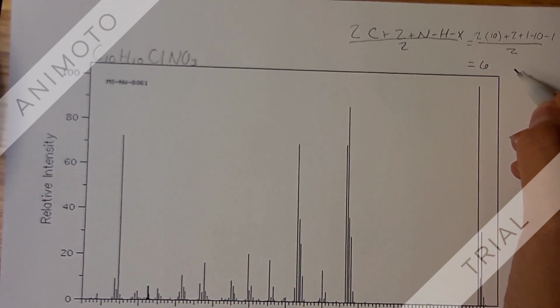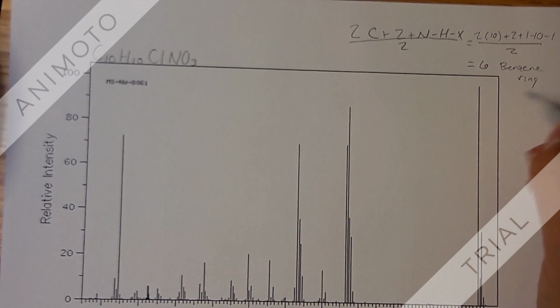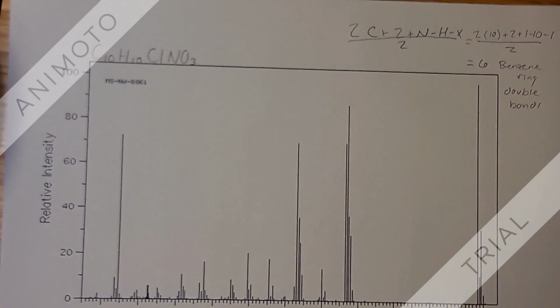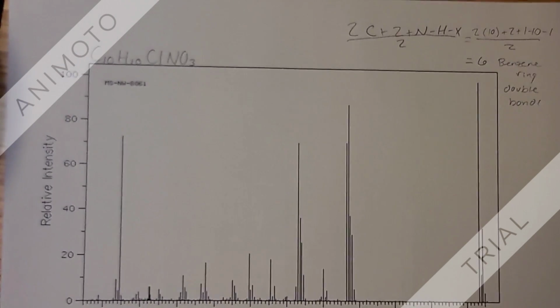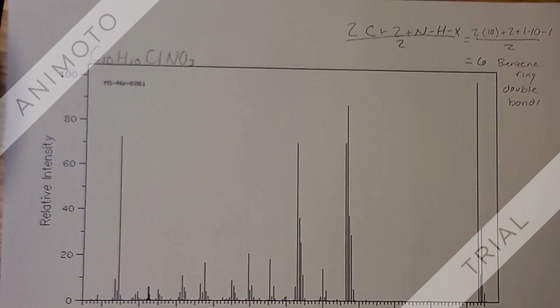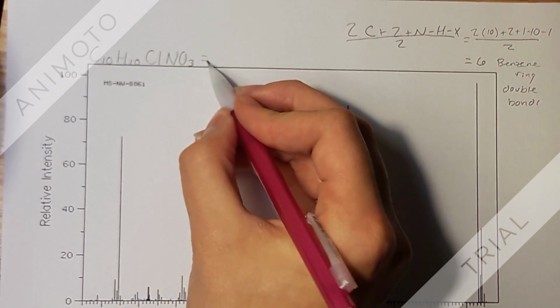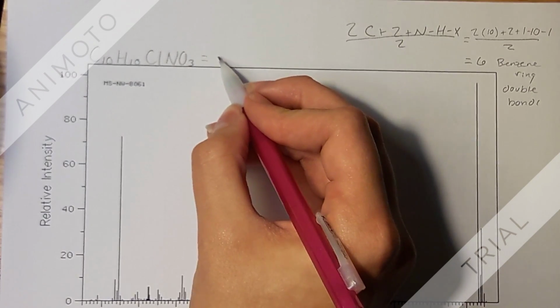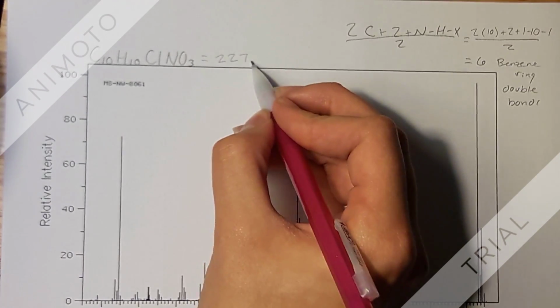And so this tells us that the structure of our molecule is going to be a benzene ring, and it's most likely going to have a few double bonds in it just to give it that higher degree of unsaturation. We're also going to calculate the mass of our molecule, and calculating that, the mass is equal to about 227 grams.